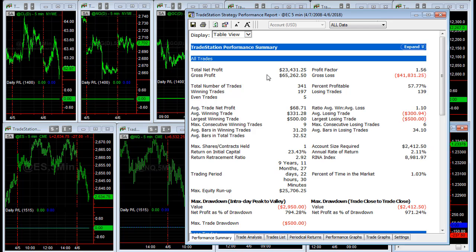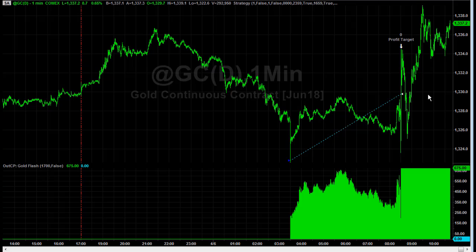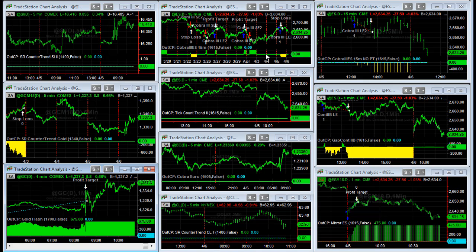I'm going to show you now the latest trades for today in the portfolios and yesterday. Here are the strategies in the portfolio. Gold Flash captured this move. I like Job Fridays because of Gold Flash. It has a tendency to trade on fast markets, and I like the way it trades on fast markets.